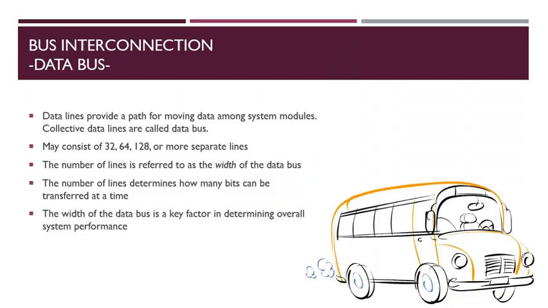We know that the system bus consists of data lines, address lines, and control lines. Basically, the data bus is a collective of data lines. Data lines provide a path for moving data among system modules. The data bus may consist of 32, 64, 128, or more separate lines. The number of lines is referred to as the width of the data bus. The number of lines determines how many bits can be transferred at a time. The width of the data bus is a key factor in determining overall system performance.